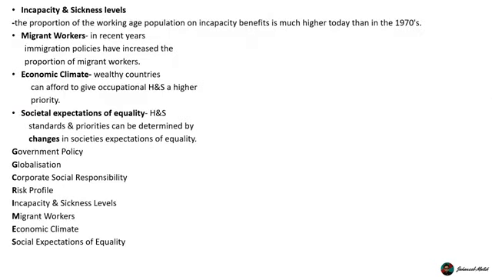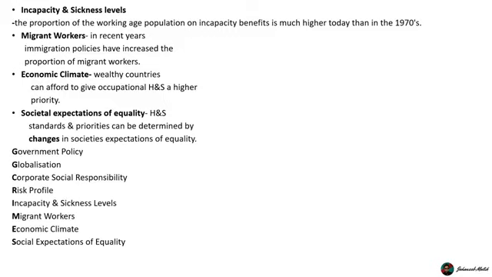Next thing we have is the incapacity and sickness level. The portion of the worker age population on incapacity benefit is much higher today than in the 1970s. So nowadays there are a lot of people who can't work, so the age population is on incapacity benefits.